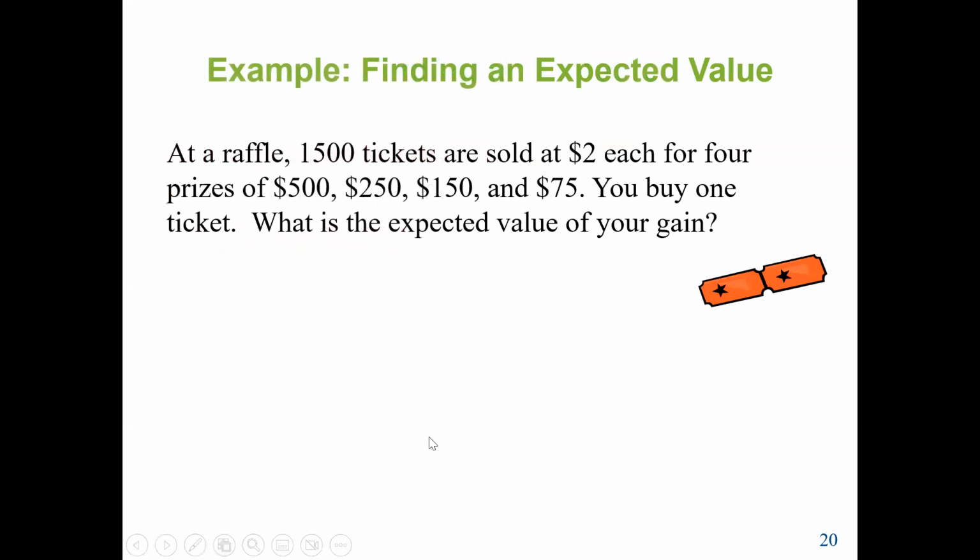So the same step as finding the mean. So example here, at a raffle, we have 1,500 tickets that were sold at $2 each for 4 prizes of 500, 250, 150, and 75. So we buy the lottery ticket for $2. We have a total of 1,500 tickets to sell. The prizes we can get are 500, 250, 150, 75. Now here we say you buy one ticket. What is the expected value of your gain?